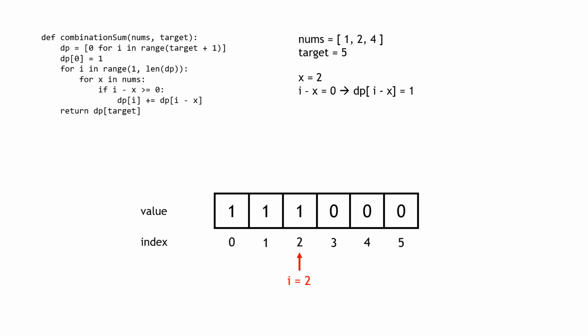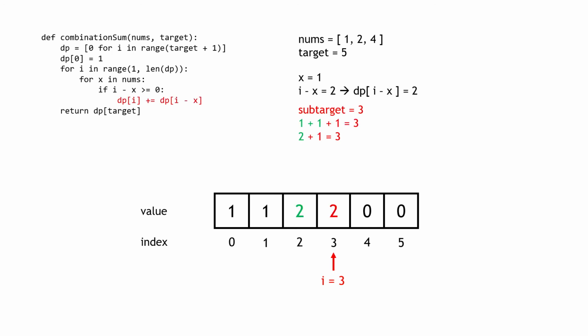Now let's move on to when x is 2. I minus x is 0, which is greater than or equal to 0, so we enter the if clause. dp of I minus x is 1, so we are going to add 1 to the I equals 2 slot. Notice again for this subtarget of 2, this represents the combination of 0 plus 2, which equals 2. Now we try the last number 4. I minus x is negative 2, so we do not enter the if clause and move on. This concludes the inner for loop, so let's move on to the I equals 3 iteration of the outer for loop.